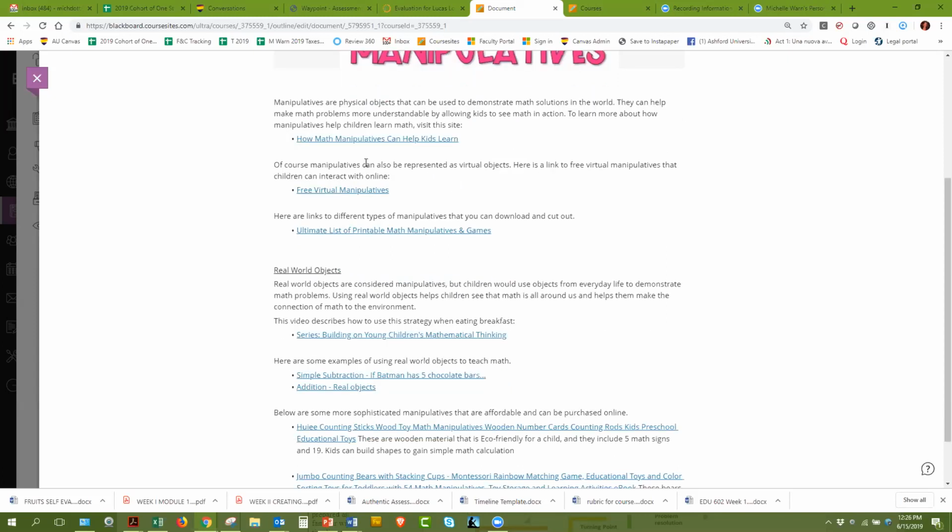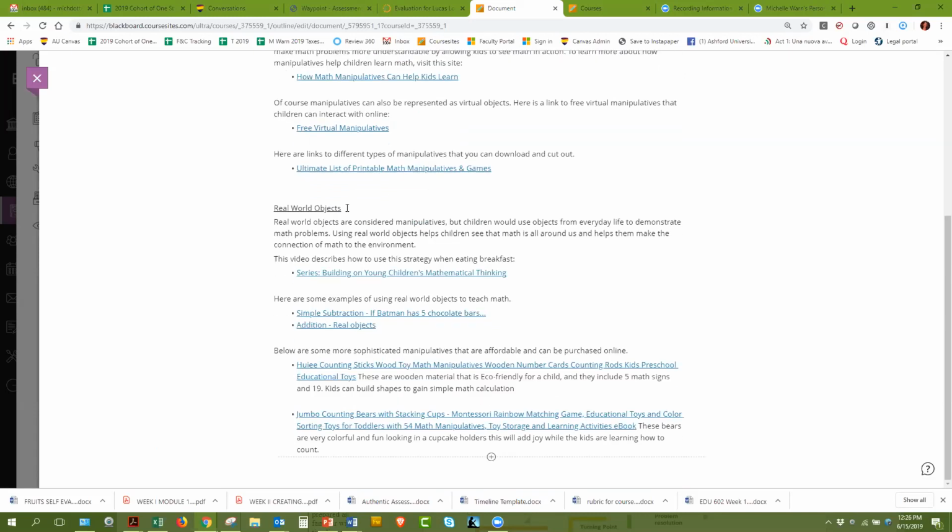And then we talk about how they can be used. They can be used in the real world or online as virtual objects. There's still a sense of you're moving objects around. So here's several links and resources to virtual manipulatives, and then printable manipulatives that they can print out. But notice that each of these links has a little description of that link and what they're going to get there.